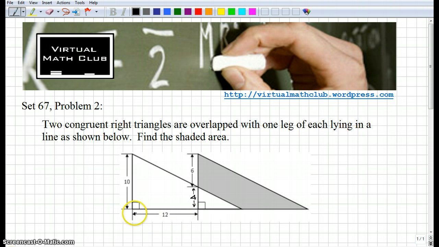And then we're also given this dimension. So this is the point along this leg where the other triangle overlaps. Okay? And I'm going to just call this x, because we don't really know how far it is. But we do know that this whole leg will be essentially x plus 12. Alright?